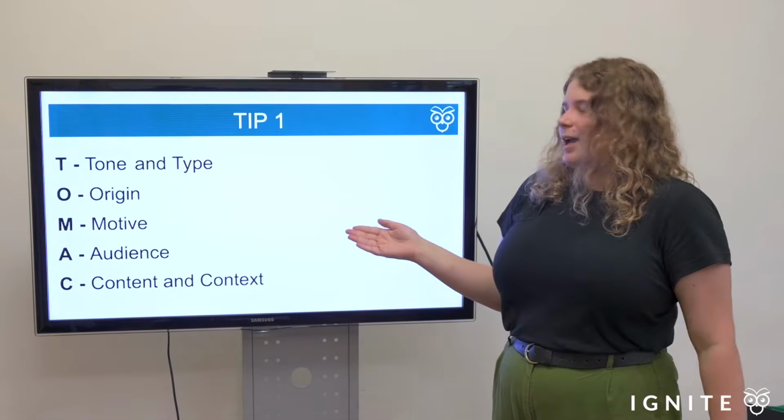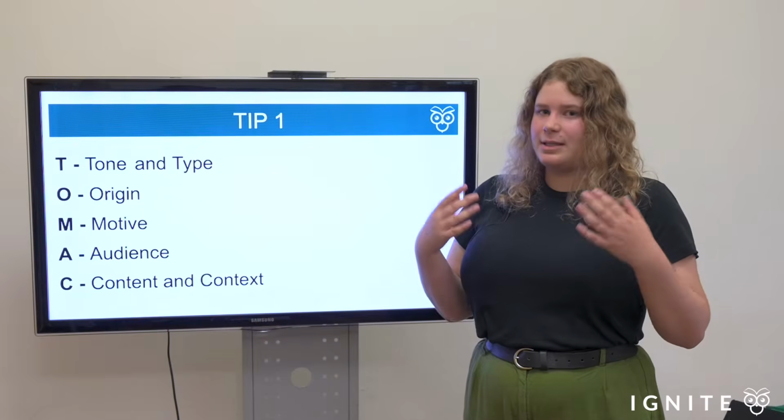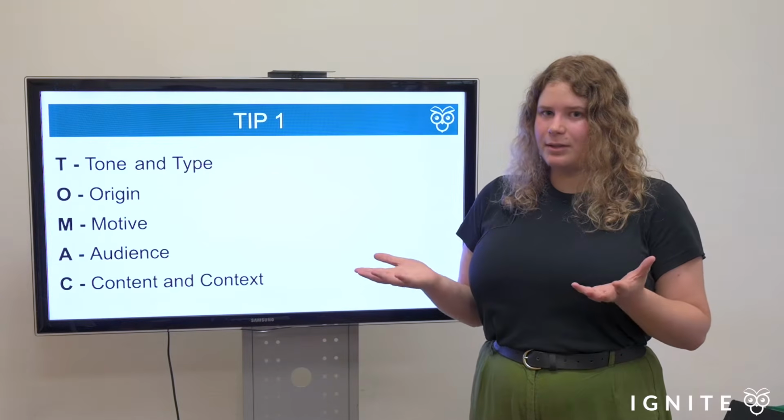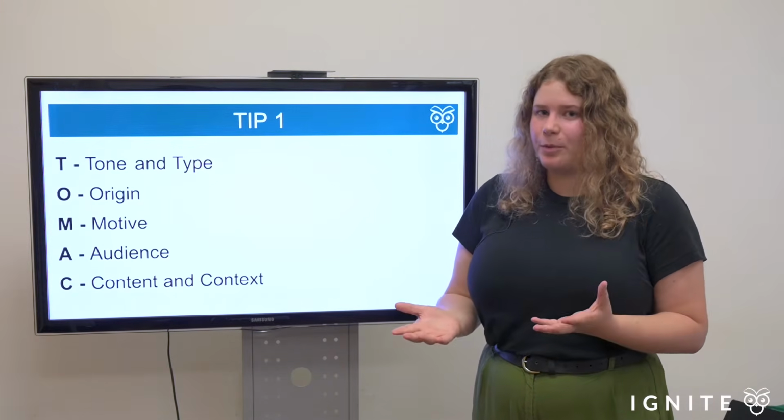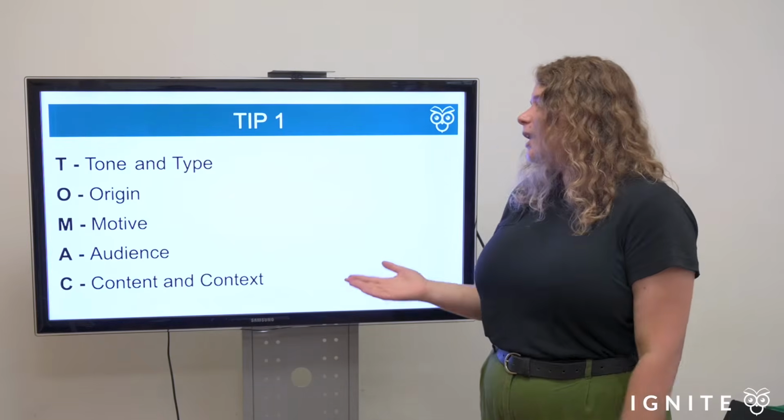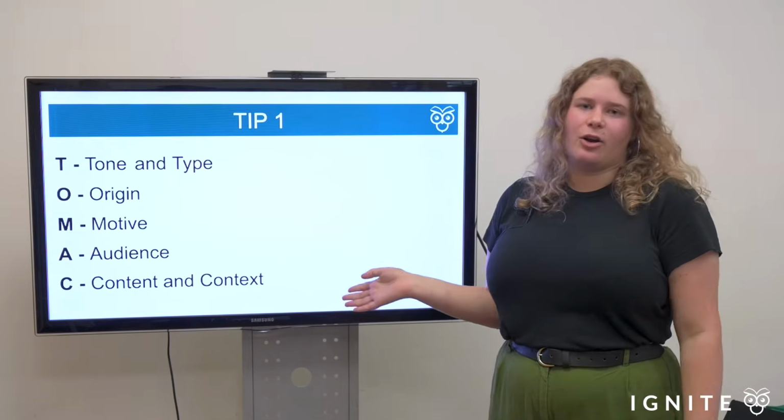And then for A, we have audience. Who is intended to look at this poster? Who will benefit from it the most? Who is it targeting? And then C, we have content and context.